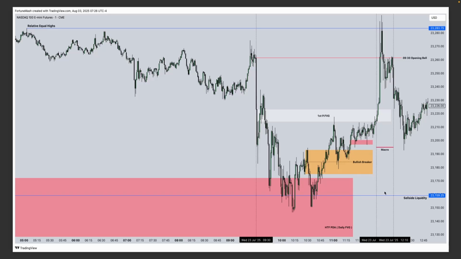The macro was at 11:50 to 12:10. Took out the buy side liquidity and yeah, taking out the relative equal highs. So we actually had a losing trade there, but the narrative was just good. We were bullish for the day and we wanted to see price take out the relative equal highs and also potentially reach the previous day high.